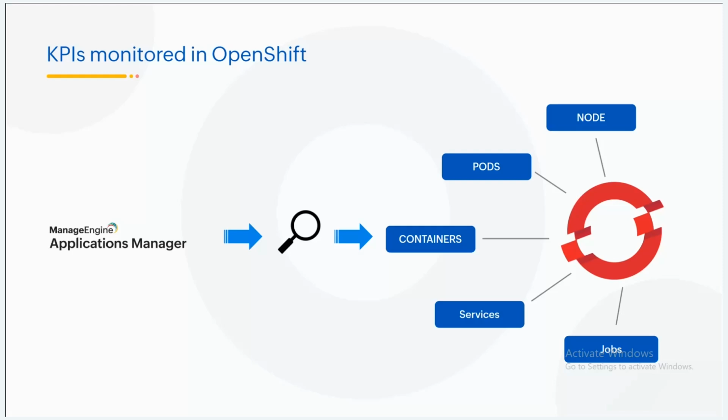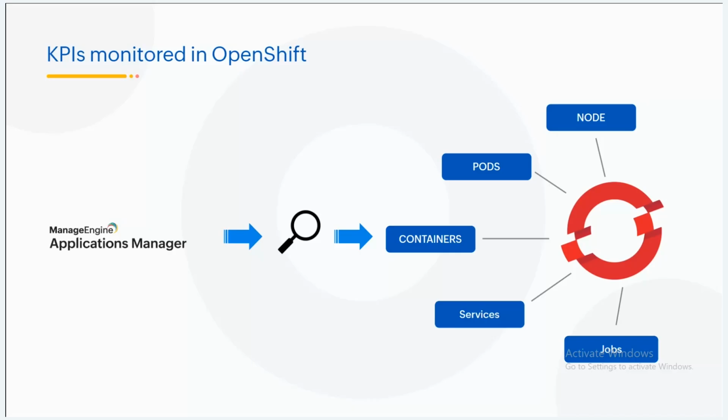Now let's talk about OpenShift. In OpenShift, tracking the right KPIs is essential to keep workloads healthy and efficient. With Applications Manager, key metrics like node details, pod details, containers, services, and jobs are automatically monitored, giving you a complete view of performance and stability.